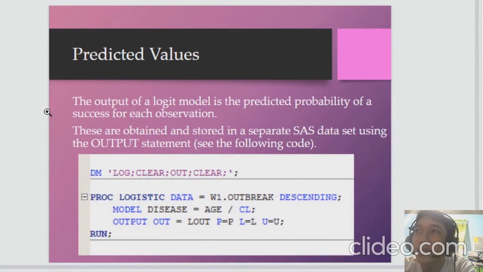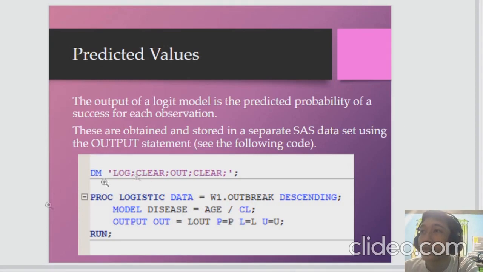The next is predicted values. The output of a logistic model is the predicted probability of a success for each observation. These are obtained and stored in a separate SAS data set using the OUTPUT statement.